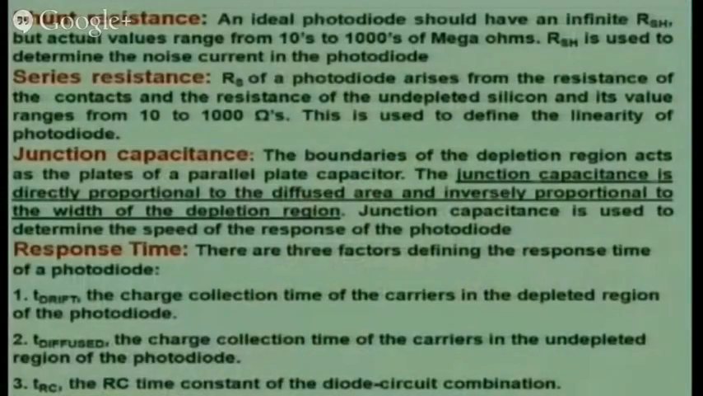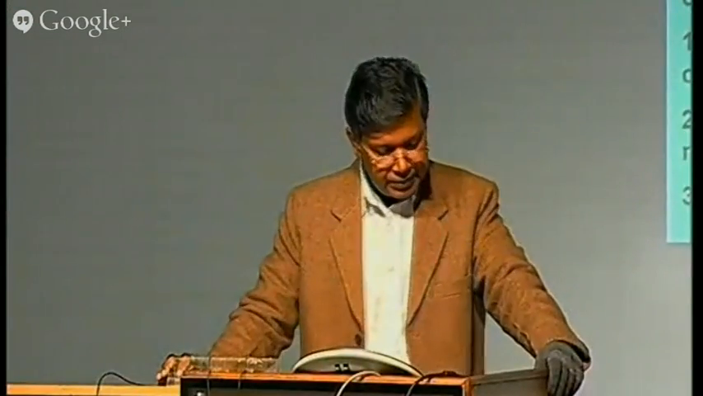So the junction capacitance is used to define the speed of the response of the photodiode, and the response time is now governed by a diffusion rate, drift rate, or RC time constant. These are the three phenomena taking place in the PN diode, right?